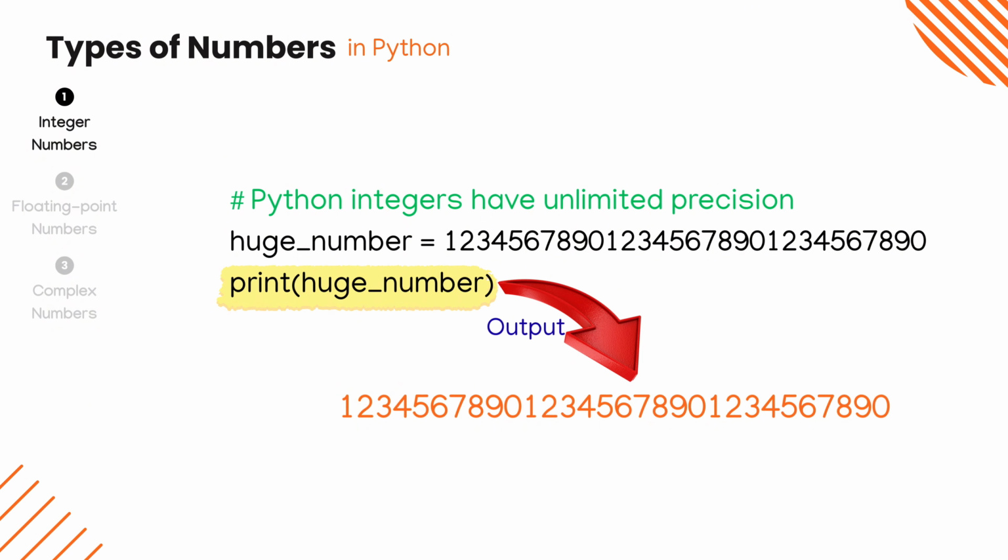Here's where Python is different. Integers can be as large as you want. These massive 30-digit numbers would cause overflow in many languages, but in Python, it works perfectly.